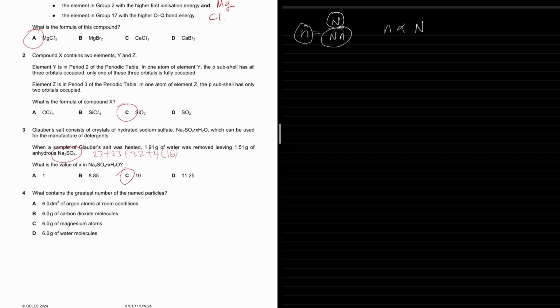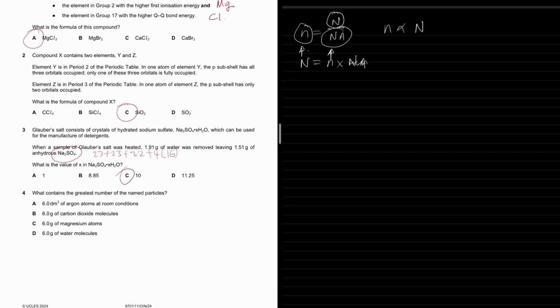If you wanted, you could even rewrite it. You could say N is equal to n times Na. That's a constant, so we don't need to worry about that. The greater the number of moles, the greater the number of particles. So all we need to do for these options is to calculate the number of moles. And the one with the greatest number of moles will be the one with the greatest number of particles.